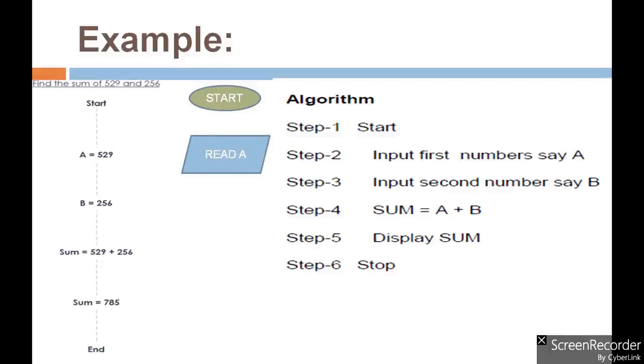After that, we will draw input first number, say A. In step 2, we can write input or read and then the variable name A. In the same way, in the third step, input another number B, that is, read B. Then the next step, sum is equal to A plus B, so I have to write process, or write calculate A plus B, and that particular answer is stored in the variable sum. So it is necessary to write sum is equal to A plus B.